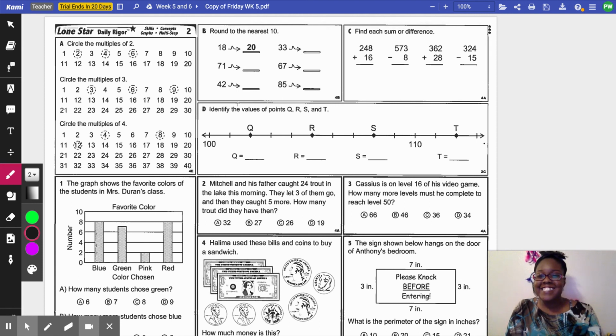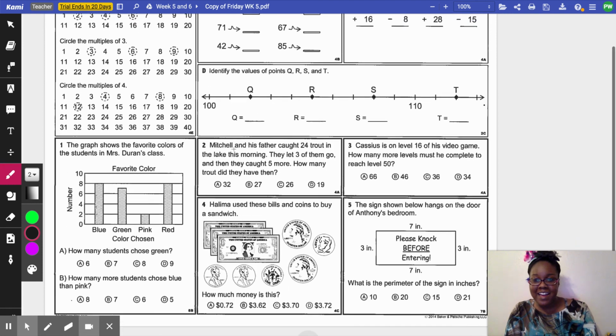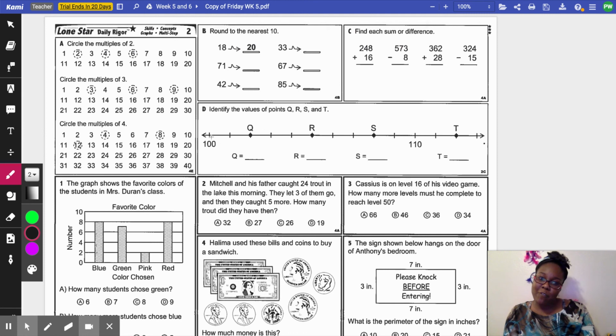All right, so we are doing Tiger Prep on Friday. So it's time for what? Tiger Prep. Here we go.